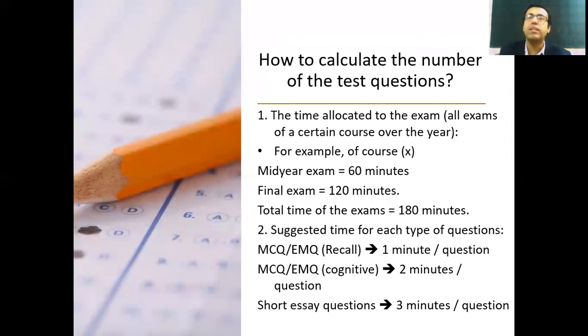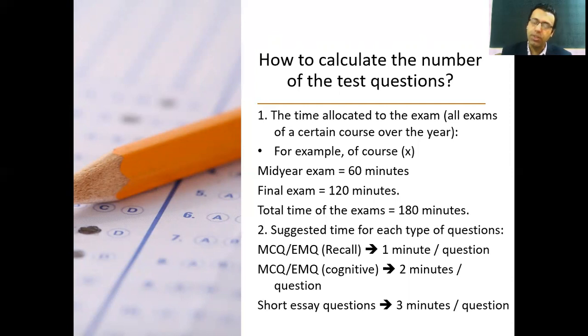How to calculate the number of test questions. Consider the time allocated to the exams of a certain course over the year, for example, course X. The mid-year exam will be 60 minutes and the final exam will be 120 minutes, so the total time of exams is 180 minutes. Then the suggested time for each type of question.